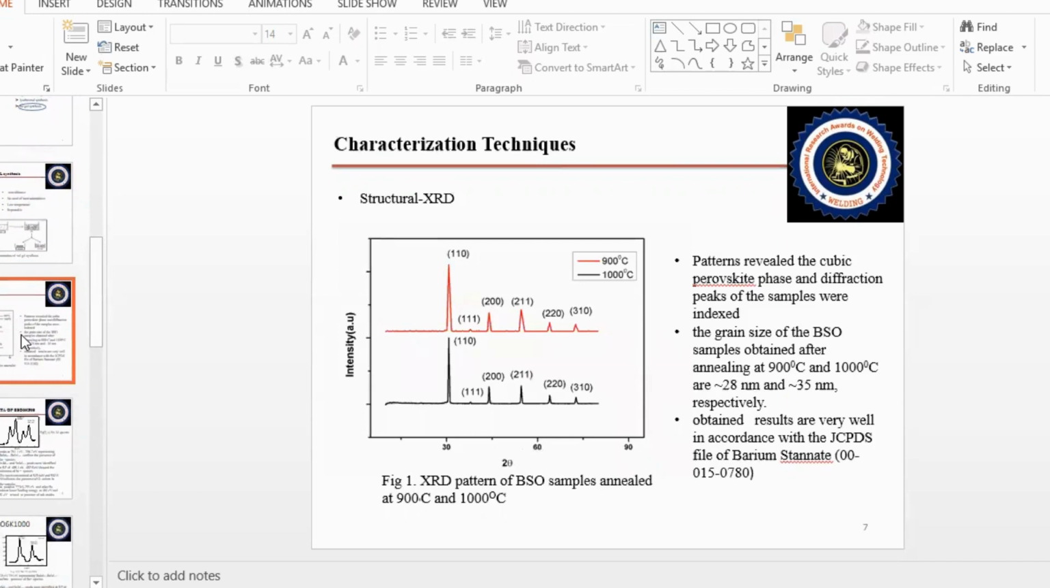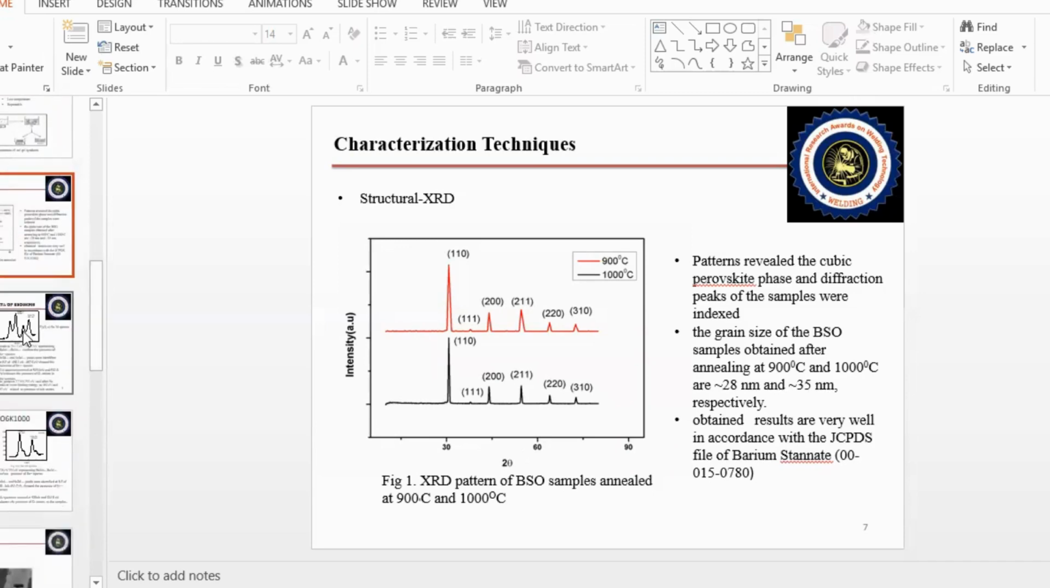The XRD shows the cubic perovskite phase and diffraction peaks of the samples were indexed. The grain size of the BaSnO3 samples obtained after annealing at 900 degrees Celsius and 1000 degrees Celsius are 28 nanometer and 34 nanometer respectively. The obtained results are very well in accordance with the JCPDS file of barium stannate.